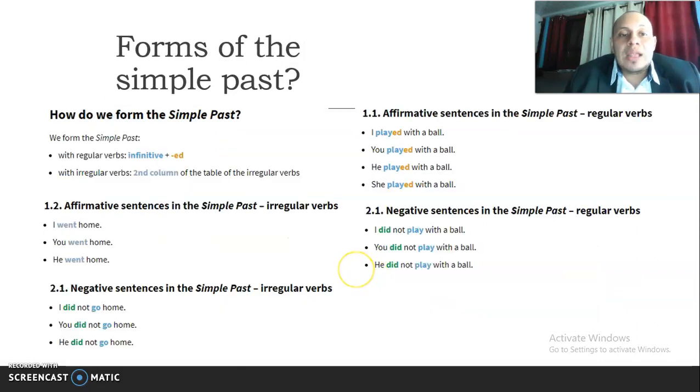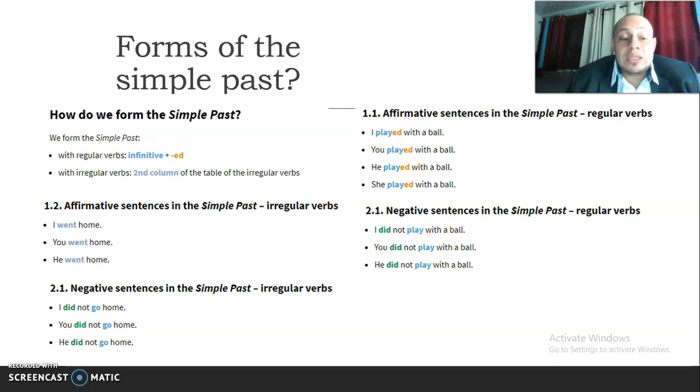And let's see the form of the simple past. So how do we form the simple past? We use it with regular verbs and irregular verbs. I just explained both, and I'm going to give you the list for the regular verbs. Now you know the exceptions, and in most cases, 80%, all you have to do is add E as in Edward, D as in David, ed, right?